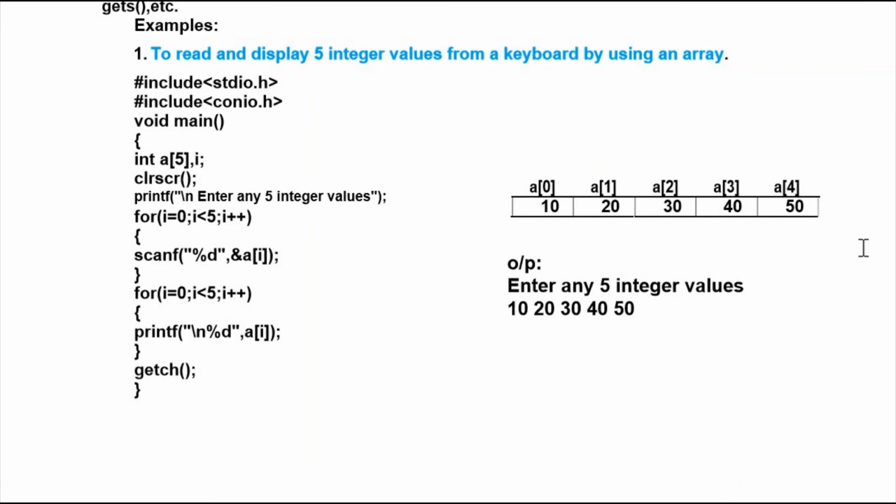Now to print the values, I need one more for loop. Here also I am going to start with index 0 up to 4. Okay. So I am saying print the value A of I. So each time the value of I keeps on changing, A of I will go on printing different elements of the array. Then getch, and end of the program.